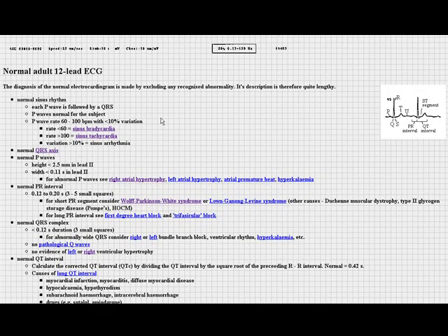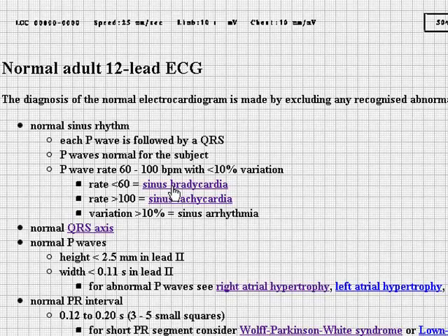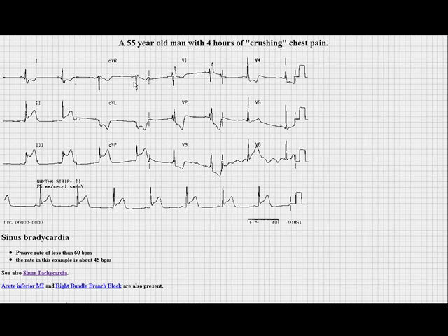One of the first things that you can look for is just a normal sinus rhythm. Is the heart rate too fast? Is the heart rate too slow? Bradycardia is when the heart rate is below 60. Tachycardia is when the heart rate is above 100. So it's clear the heart rate looks pretty slow.